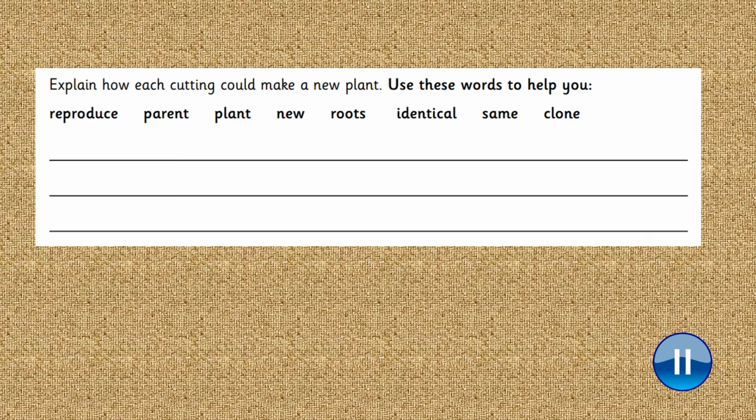What I'd like you to do now is explain how each cutting can be made into a new plant and use the words below to help you. I'd like you to try and use each word. You've got the words reproduce, parent, plant, new, roots, identical, same and clone. Okay, pause for a moment, have a go at writing that down, and then we'll get back with some ideas for that.